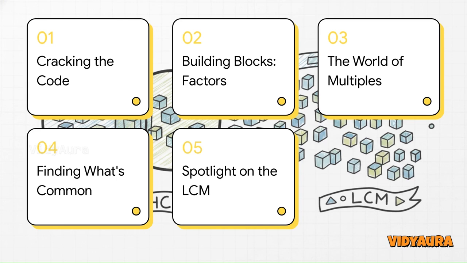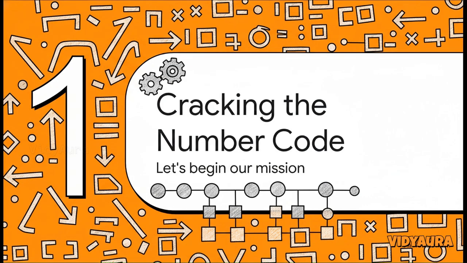We'll start with the absolute basics, the building blocks, factors and multiples. Then we'll shine a spotlight on both HCF and LCM, see how they show up in the real world, and then we'll uncover a final, really cool secret connection between them. All right, mission accepted. Every good number code is built from two key ideas, factors and multiples. Let's start by breaking down the first one.